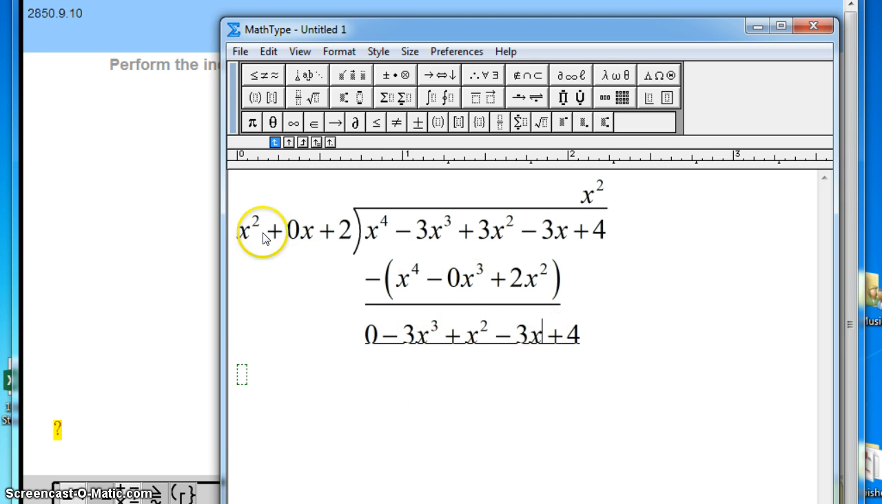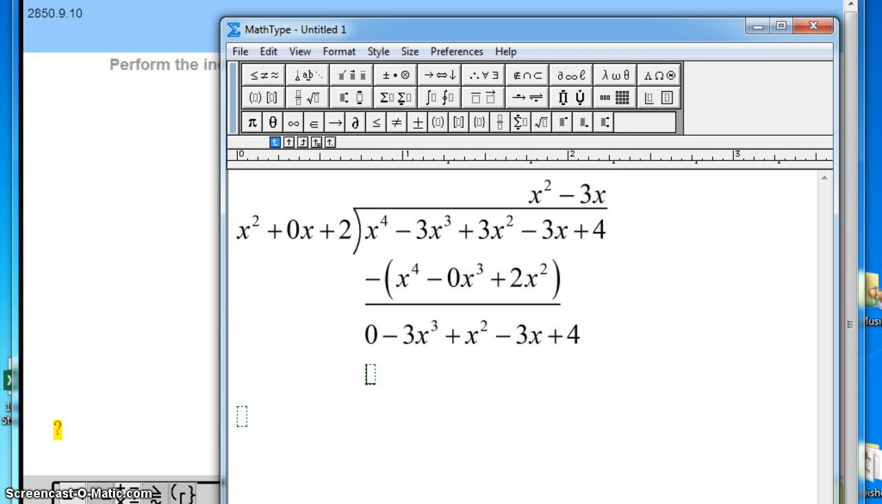And we're going to do the same thing. We're going to ask, what do we have to multiply x squared by to get minus 3x cubed? So obviously it'll be minus 3x, right? Minus 3x times x squared is minus 3x cubed.